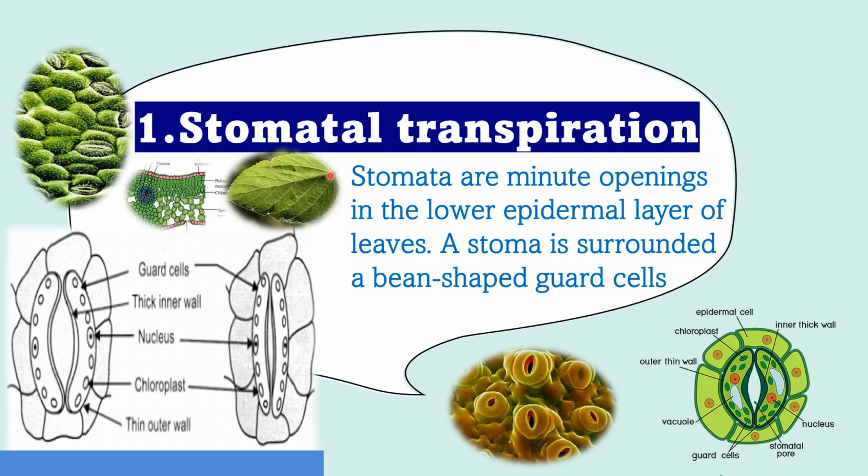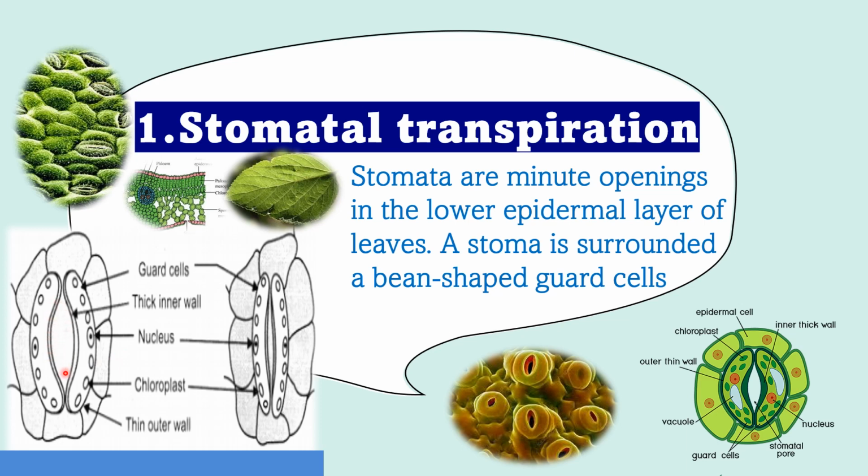First one, stomatal transpiration. Before going to the mechanism of stomatal transpiration, we have to know the structure of stoma. This is a single stoma. Then what is stomata? More than one opening, we call it stomata. Where is it located? Stomata are minute openings in the lower epidermal layer of leaves. A stoma is surrounded by bean-shaped guard cells.